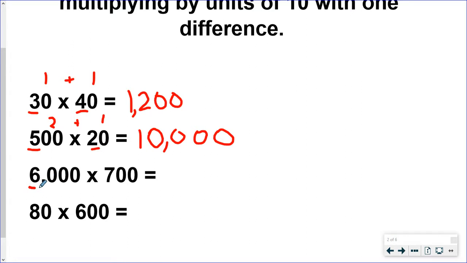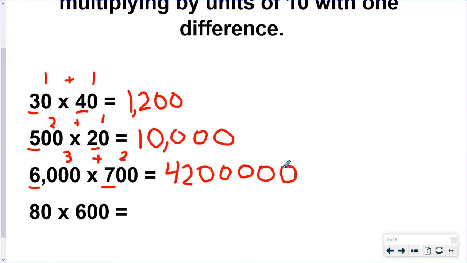Same as here, I would just ignore the zeros in my 6,000 times 700, and I'm just going to go 6 times 7. 6 times 7 is 42, so I'll go ahead and put 42 down. And now there are 3 zeros on this side, there are 2 zeros on this side, so I'm just going to add those two numbers together. 3 plus 2 is 5, so I need to add 5 zeros onto my problem. And when I add 5 zeros onto my problem and then put my commas in the right spot, I see my answer is 4,200,000.